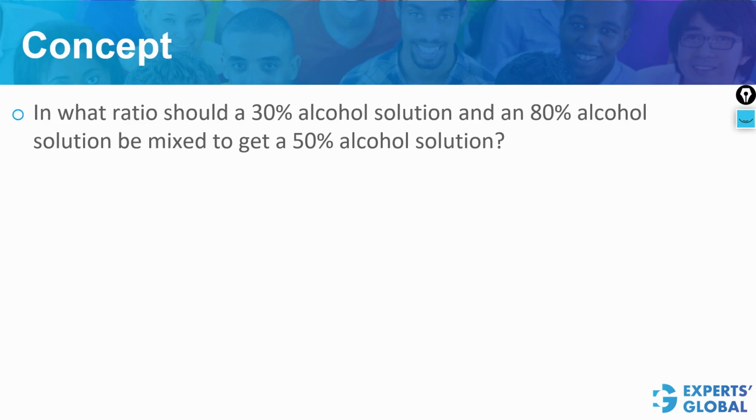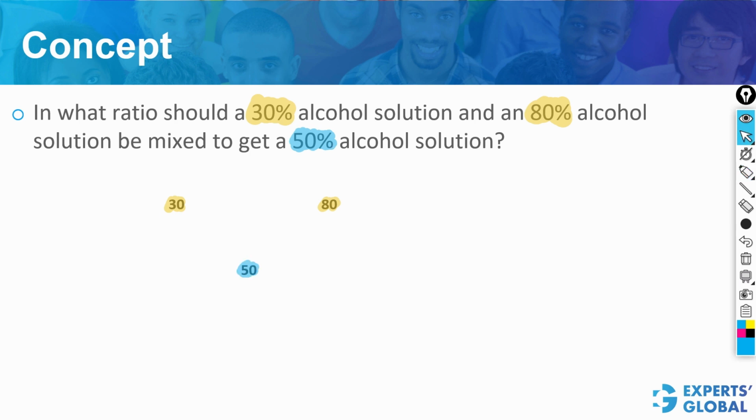See, the two qualities involved here are 30% and 80%. So we must plot 30 and 80 on the top. Next, the result is 50%. So we must plot 50 in the middle. Now take the difference between 30 and 50, and 80 and 50. Don't worry about the sign. What you will get at the bottom would be the required quantities.